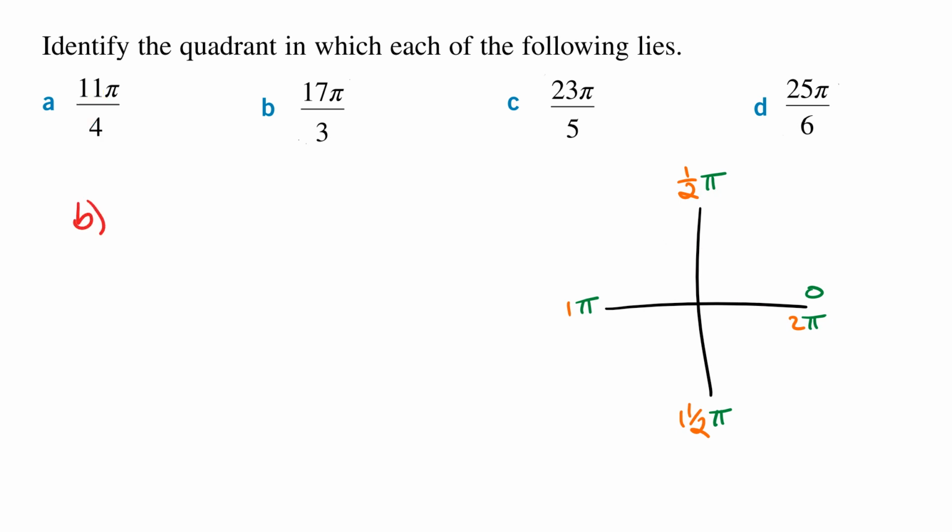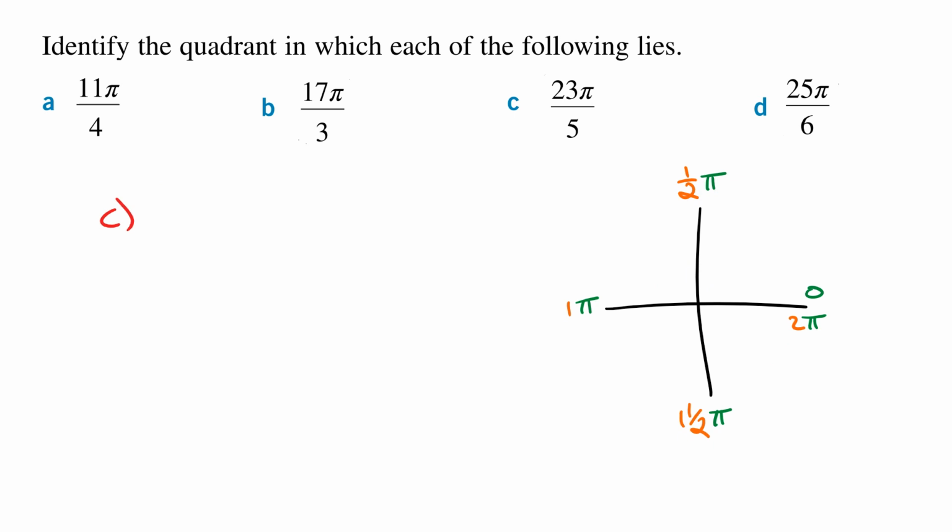Part B. Looking at the number in front of the pi, this is 17 on 3. Rewriting this in proper fraction form, this is the same as 5 2/3 of a pi. Looking at the quadrants, we want 5 2/3 of a pi. So if you go 1 pi, 2 pi's, 3 pi's, 4 pi's, 5 pi's, and then 2/3 of a pi is going to be more than a half, so this is going to be in this quadrant. And so 17 pi on 3 lies in the fourth quadrant.